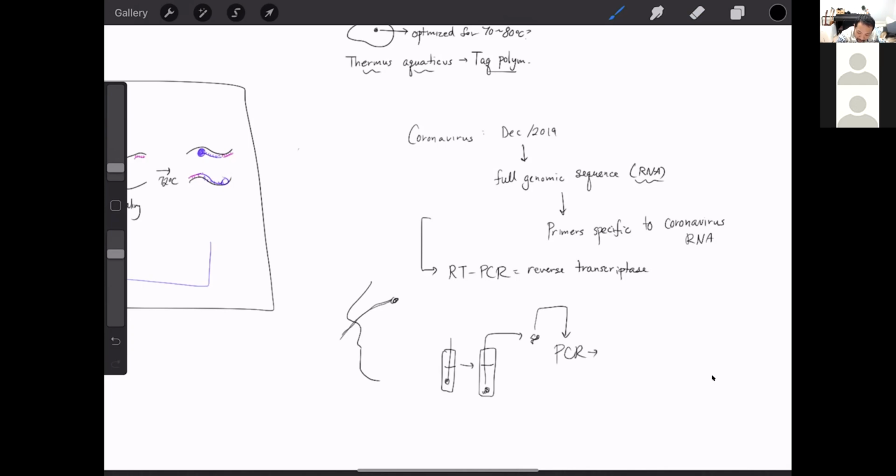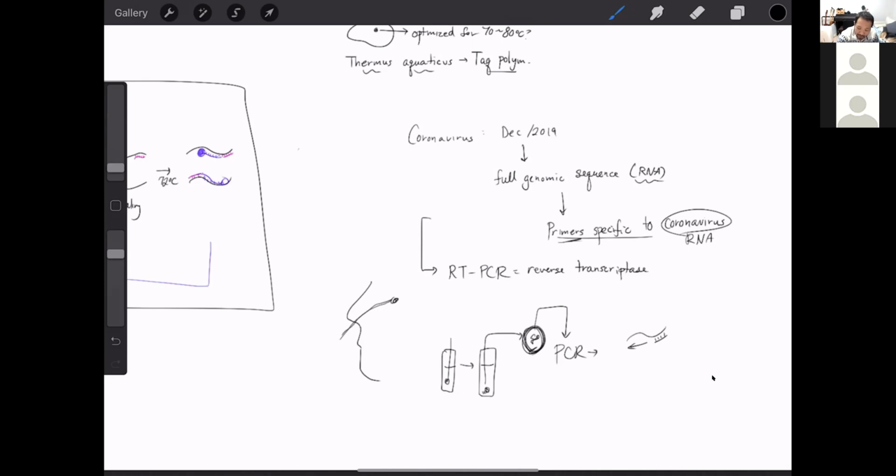But in this PCR machine, we have the primers that are very specific to the coronavirus RNA. So if there is any coronavirus RNA within the sample, then those primers will actually attach to the RNA and start copying. But if there's no coronavirus RNA, then those primers are not going to bind, which means that you're not going to get any amplification. So if you get amplification through RT-PCR, that means you have the coronavirus RNA in the sample. If you don't get any amplification, that means they don't have any coronavirus RNA.